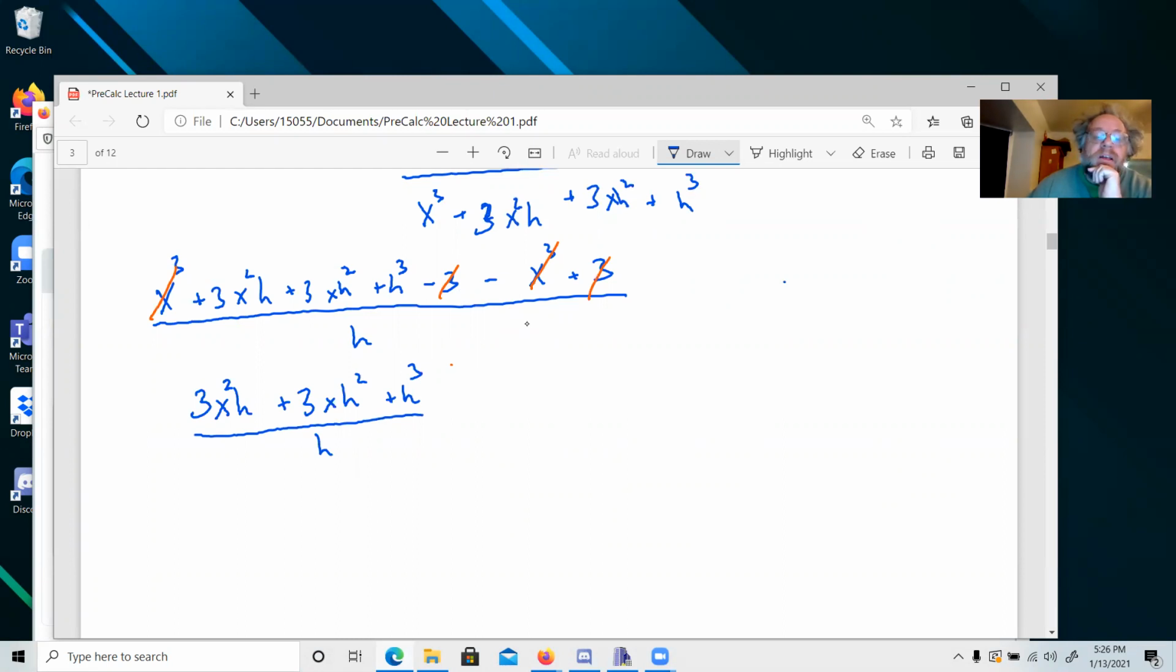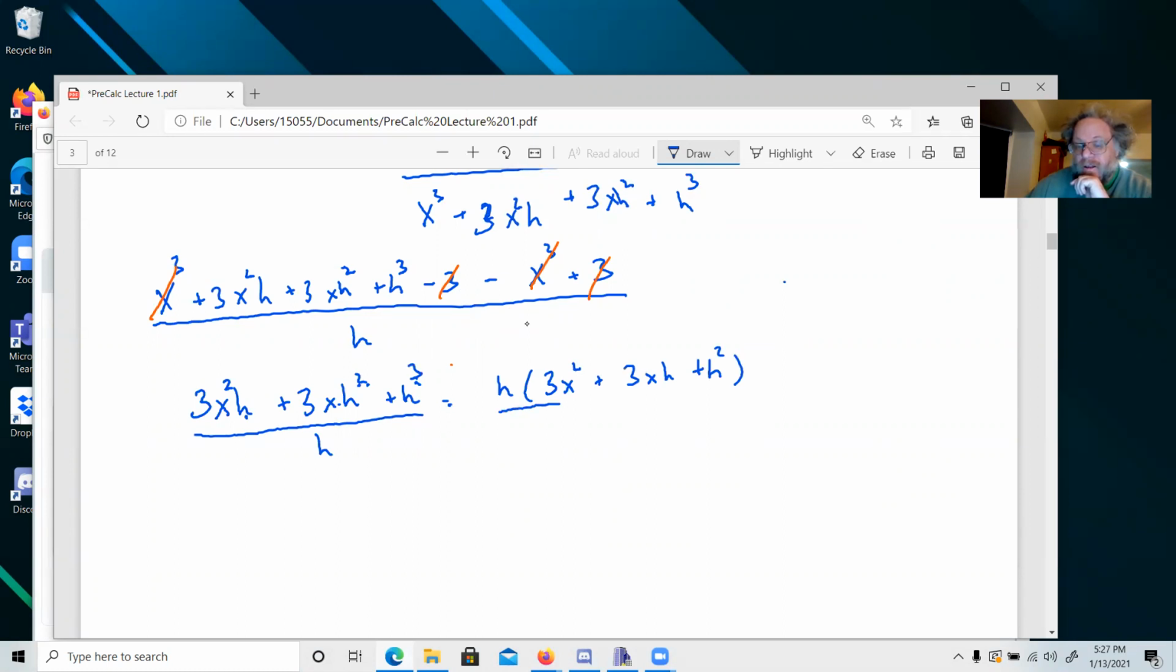All right. So notice there's an h common in each of these, right? So we can pull out an h. And what are we going to have? We're going to have a 3x squared. This one's gone. Plus 3x. I still have an h left, right? I pulled one out, but I've got one left. Here, I'm going to pull an h out, and I'm still going to have 2.